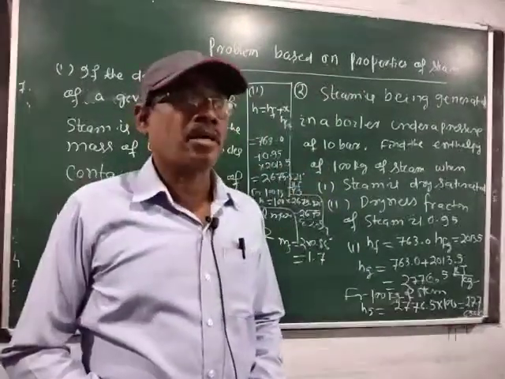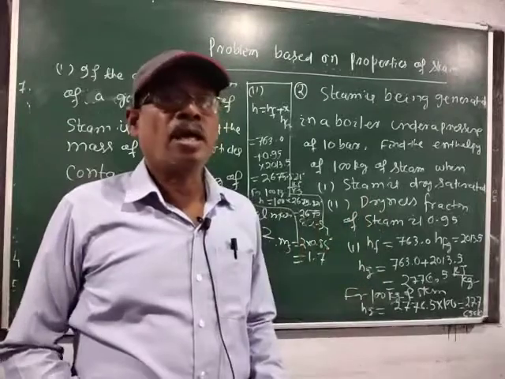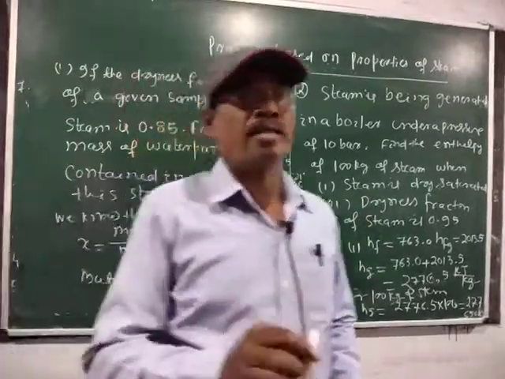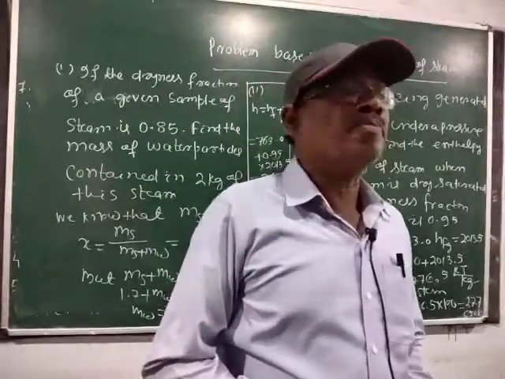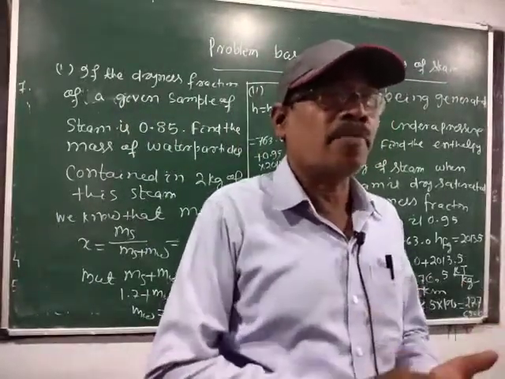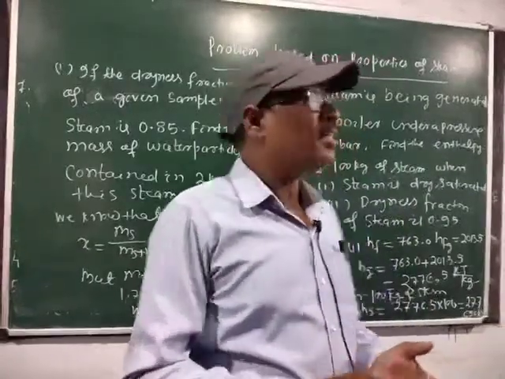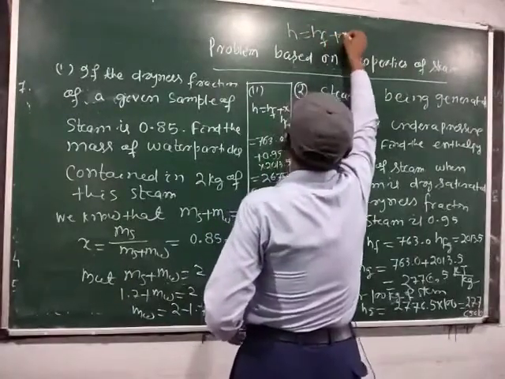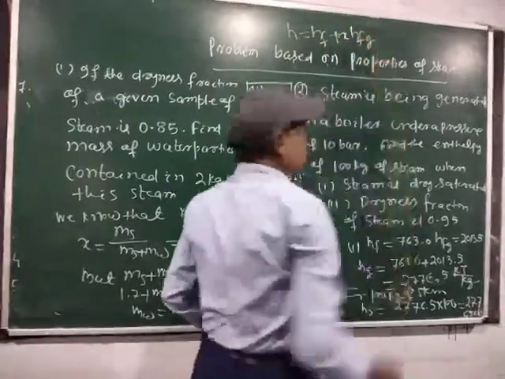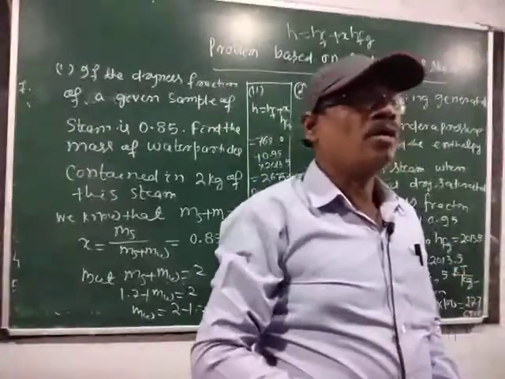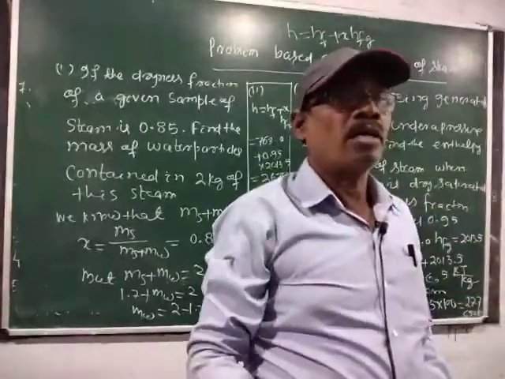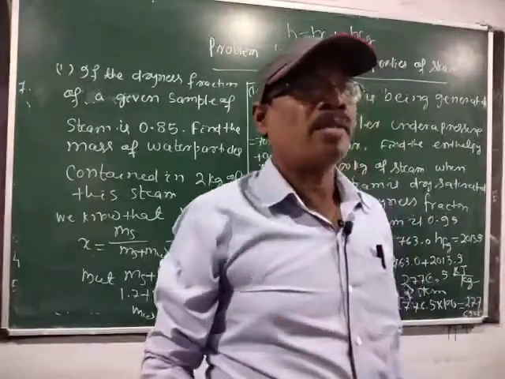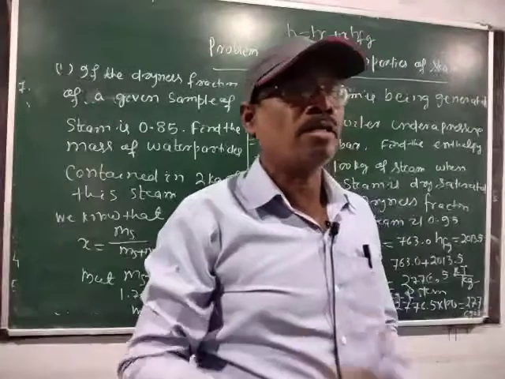Today, I will discuss some important problems based on properties of steam. You know that what is the total heat for wet steam? It is given by the formula small h is equal to Hf plus x into Hfg, where Hf is equal to sensible heat of water, Hfg is equal to latent heat of vaporization of steam, x is equal to dryness fraction of steam.